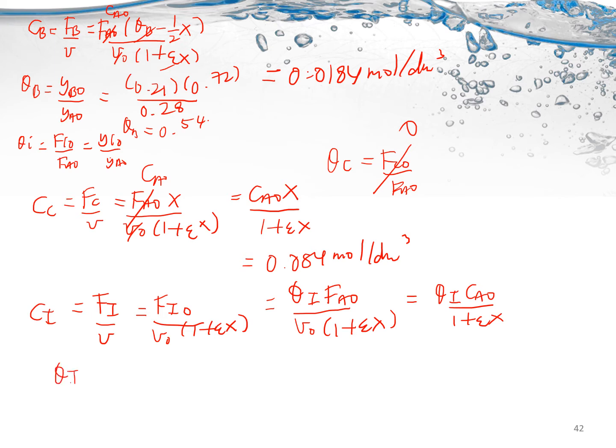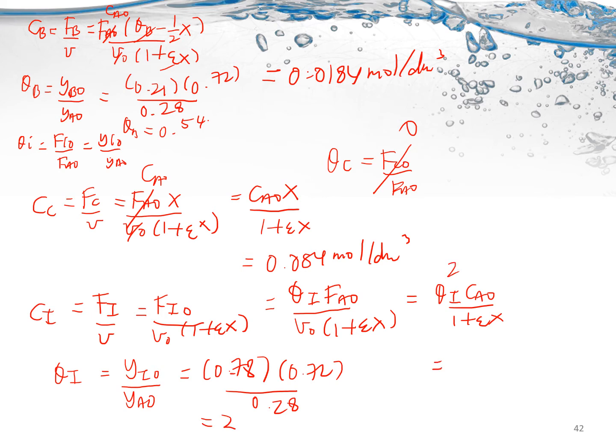So for theta_I, we assume that the inert is nitrogen. The fraction of nitrogen is around 78% in the air. So that means 0.78 times the mole fraction of the air, 0.72, divided by 0.28. So the value would be 2. So you just replace 2 here and use the value of C_A0 and epsilon that you calculated before, and the answer would be 0.223 mole over decimeter cube.